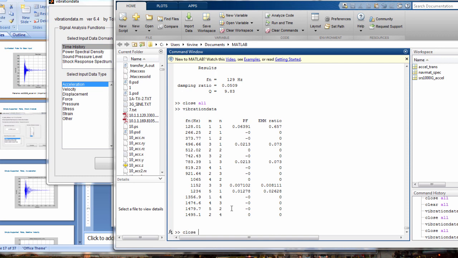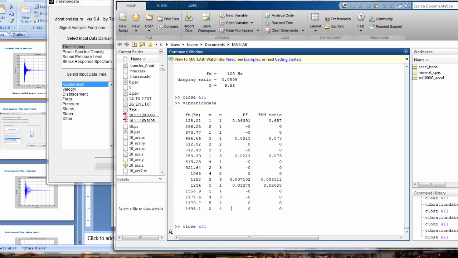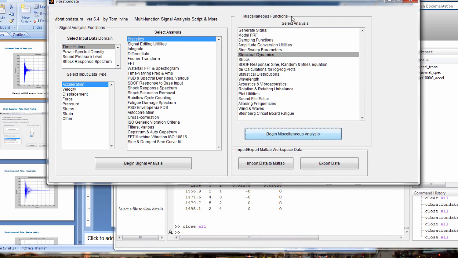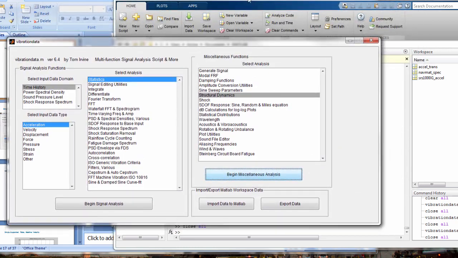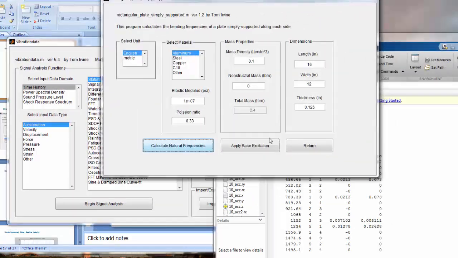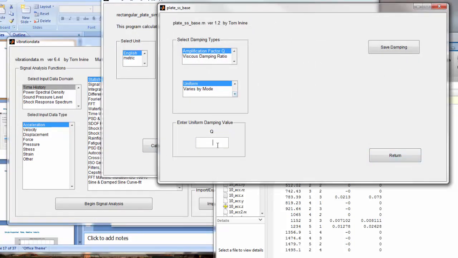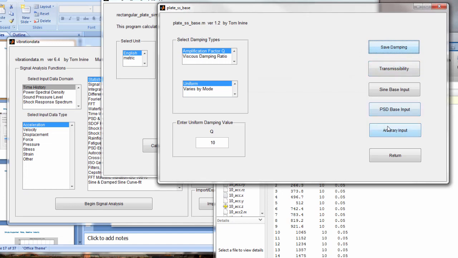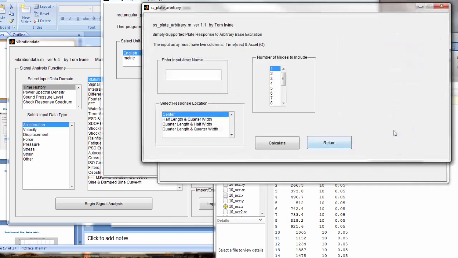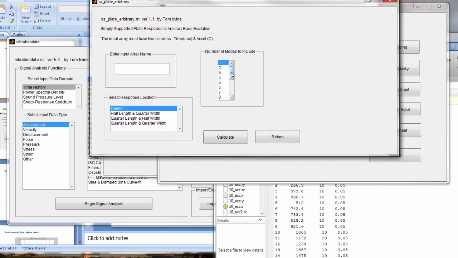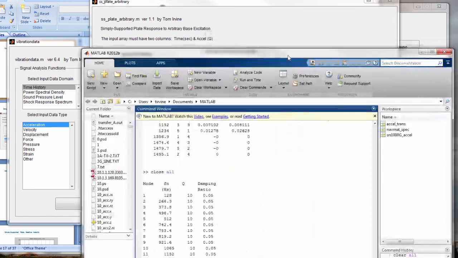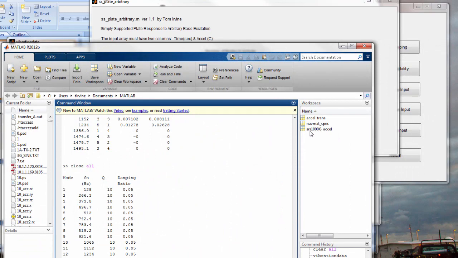I'm going to close all to just close out those figures, those mode shape figures. I'm going to have to, one more time, enter the damping. Q is equal to 10 for all modes. Now let's go to arbitrary input. And this is where we can input a shock pulse. And let's go ahead and do all 16 modes. And our input is going to be a synthesized time history that we've worked with before, and it's SRS 1000G underscore Excel.